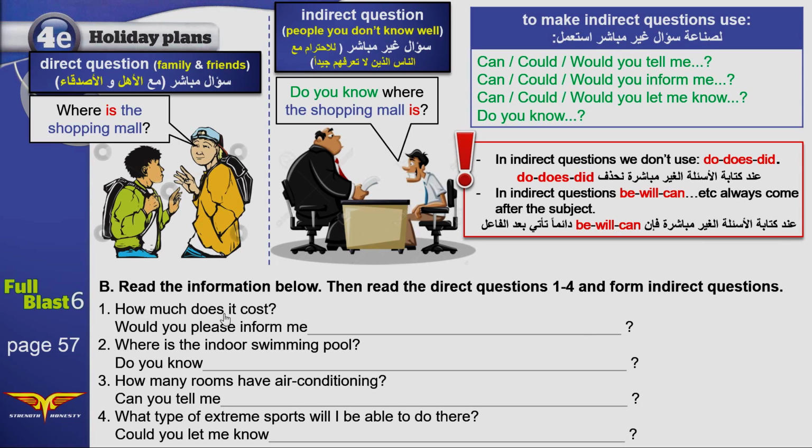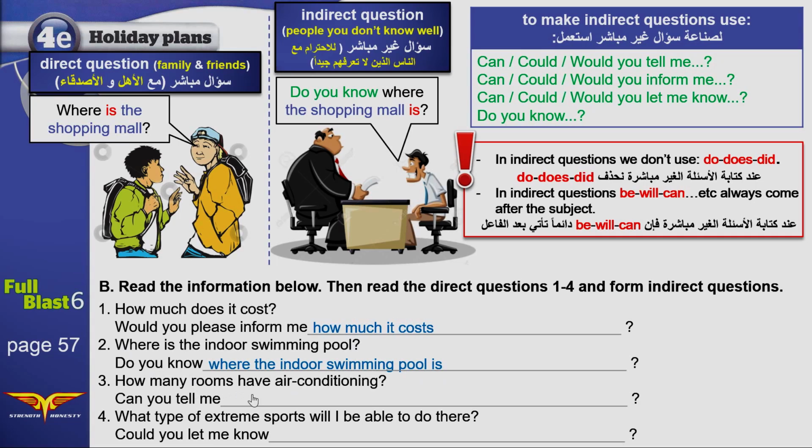1. How much does it cost? We have does. We will not write does here. So we will just write how much it costs. 2. Where is the indoor swimming pool? We have is. Where will we put is? We will put it after the subject. Where is the subject? The swimming pool. We will put it in the end after the swimming pool. Do you know where the swimming pool is? Where the indoor swimming pool is?